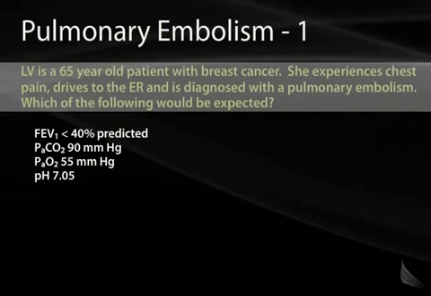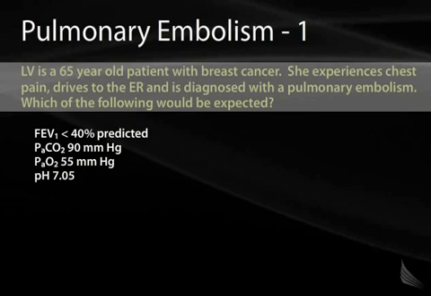LV is a 65-year-old patient with breast cancer. She experiences chest pain, drives to the emergency room, and is diagnosed with pulmonary embolism. Which of the following would we expect? Let's go through these questions answer by answer. Would we expect her FEV1 to be less than 40% predicted? There's nothing about the pulmonary embolism that changed her lung volumes or her spirometry, so A is incorrect.